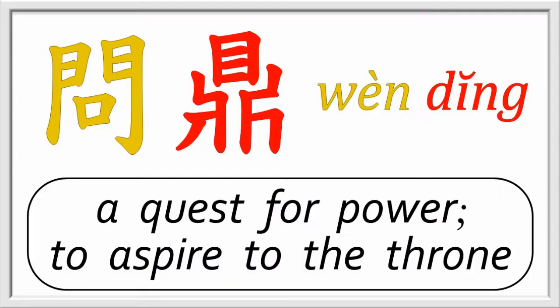A final example is wen ding, to aspire to the throne, thirst for power, within a country or any organization. When referring to an athlete before a competition, wen ding means to be totally focused on winning. When applied after a competition, it means they achieved their goal and were declared the winner. Wen ding has a story behind it which explains the characters.